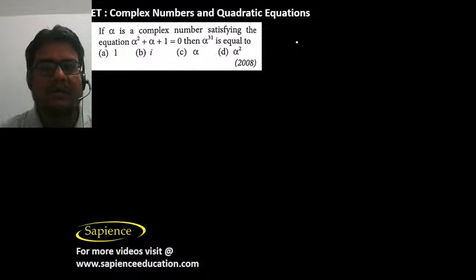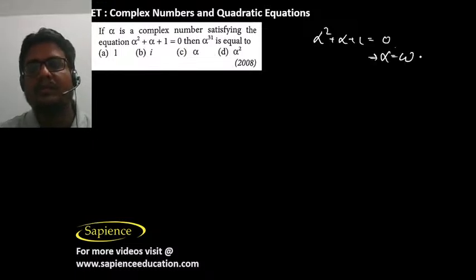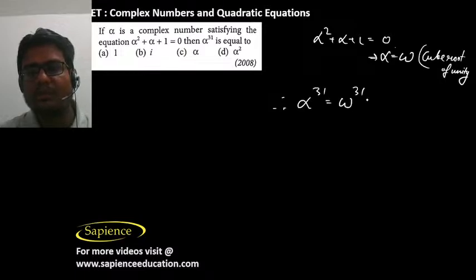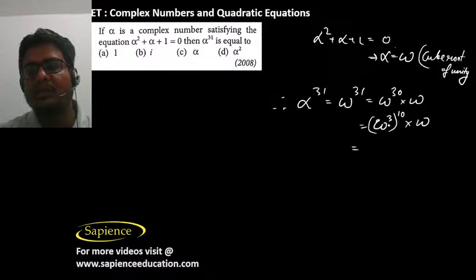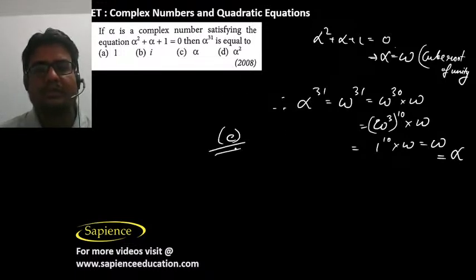Now it is told that alpha is a complex number satisfying the equation alpha square plus alpha plus 1 equal to 0. So it means that alpha is equal to omega, which is the cube root of unity, since we know that 1 plus omega plus omega square is equal to 0. Therefore alpha power 31 is omega power 31. So we can write omega power 30 into omega, which means omega power 3 whole power 10 into omega. Now omega power 3 is 1, so 1 power 10 into omega is omega. So it is alpha. So option C is the correct answer.